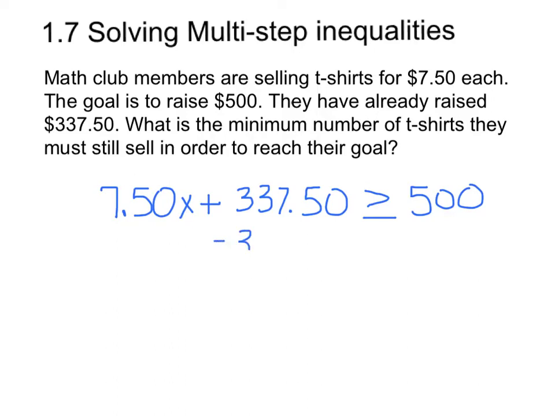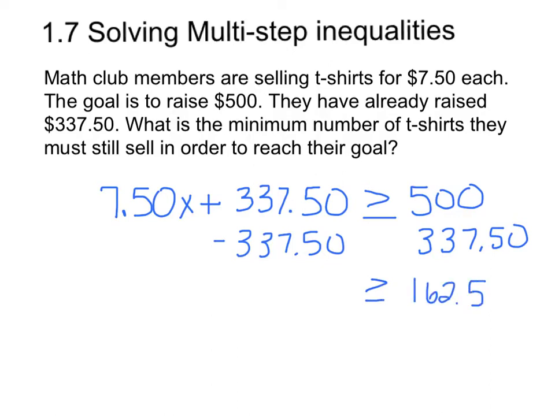So we're going to subtract $337.50. And that gives you $162.50, and then we have 7.5x left over. Divide both sides by 7.5. And you will get approximately 21.7, or it's 21 2/3, or 21.6 repeating. Now you'll notice you cannot have 21.7 t-shirts. You have to be able to interpret what this means.